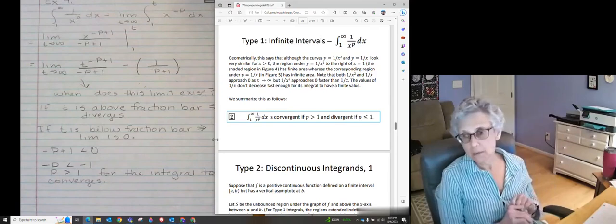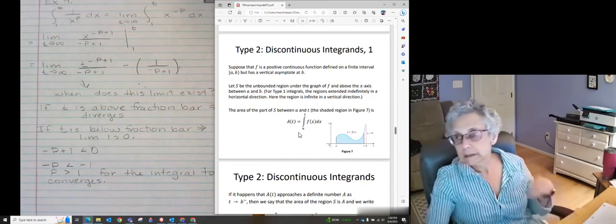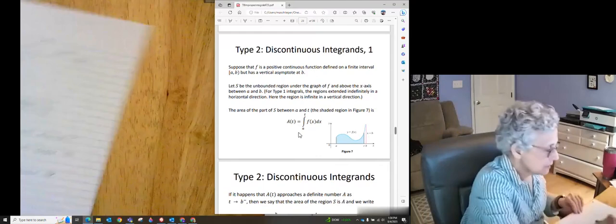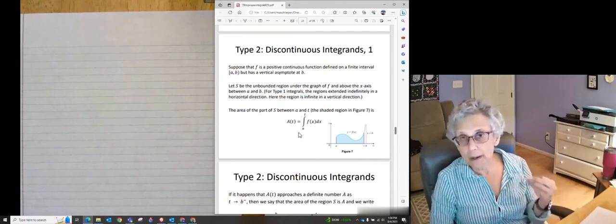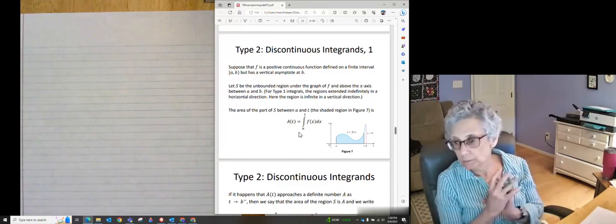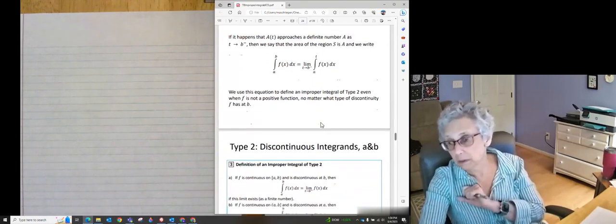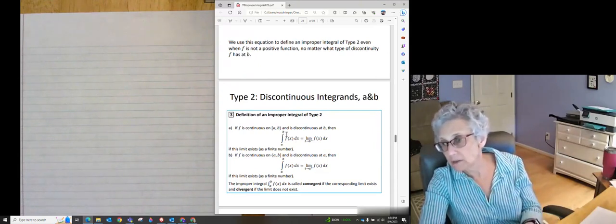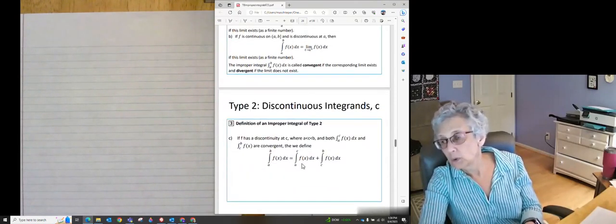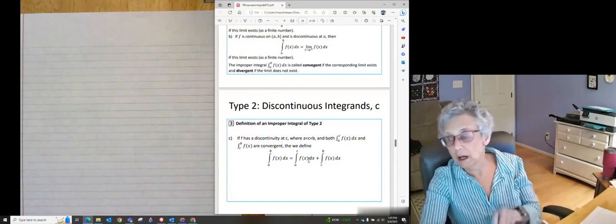Let's switch over to type 2 integrals. This time we have perfectly normal looking limits of integration, but we have a vertical asymptote living somewhere inside of our interval. It could be at the end, or it could be in the middle. So it has a discontinuity. It could have a discontinuity at the right end, at the left end, or you could have to divide it into pieces if the asymptote is in the middle of the interval.